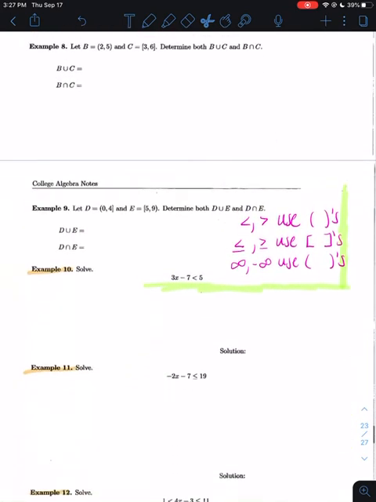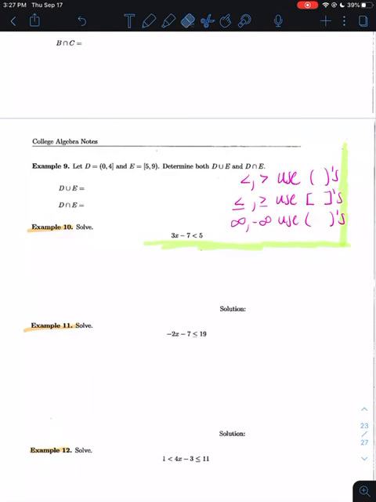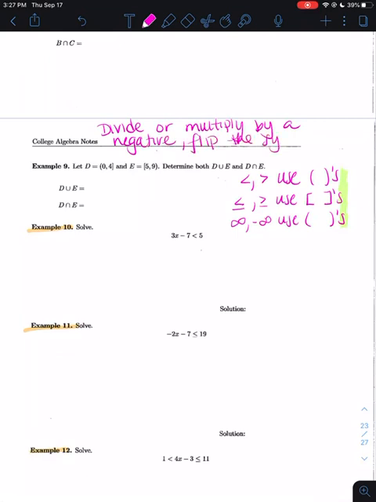So you don't have to worry about doing examples 7, 8, or 9. Let's get down to the meat of the lesson, which is just solving inequalities. Solving inequalities is just like solving an equation. The only difference is that if you divide or multiply by a negative, you must flip the symbol. So if you get down to that final step where you have to divide both sides by a number, if it happens to be a negative number, you need to flip the symbol.